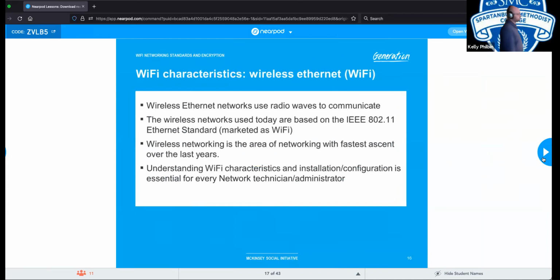All right. Wireless characteristics, Wi-Fi characteristics. Let's see here.